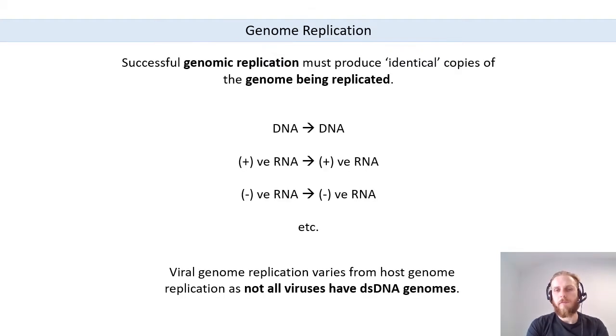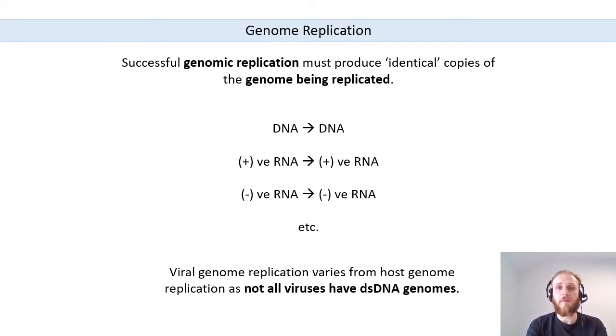And again, reiterating this key point here that when we're talking about genome replication, we're talking about a process that produces a copy of the original genome. So it's a copy that's identical or near identical because we can't ignore the fact that some mutations can occur. Again, this means if the genome is DNA, which it is in host cells, then the end product must also be DNA because it must be identical.